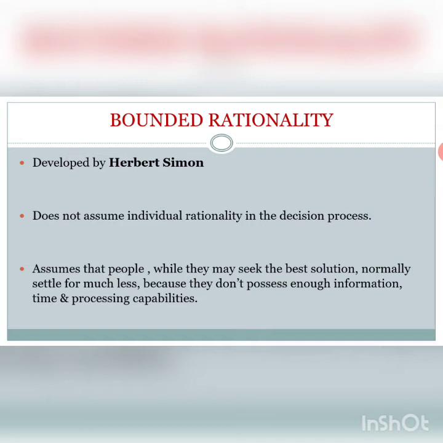Okay, so it does not assume individual rationality in the decision process, and assumes that people, while they may seek the best solution, normally settle for much less because they don't possess enough information, time, and processing capabilities. So unlike the rational model, where objectives and problems are all clear, here not all information, time, and processing capabilities are available. That's why the solution is often settled for much less. Okay, so this is all about bounded rationality.